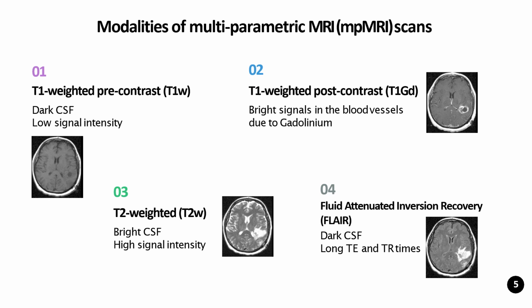The third modality is the T2 weighted, or T2W. It has bright CSF and high signal intensity. And the fourth modality is the fluid attenuated inversion recovery, or FLAIR. It gives dark CSF and long TE and TR times.